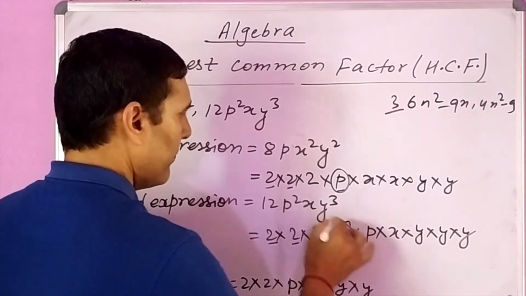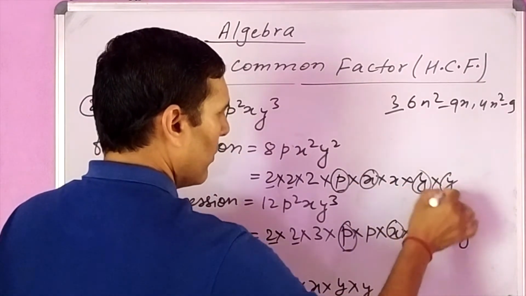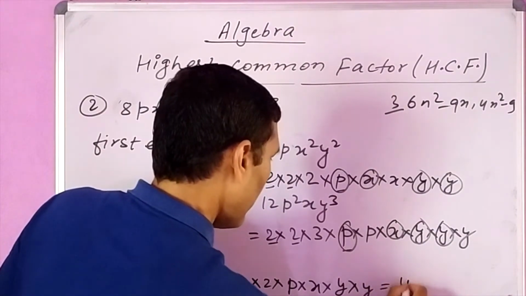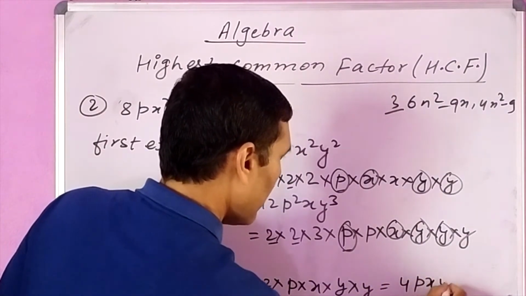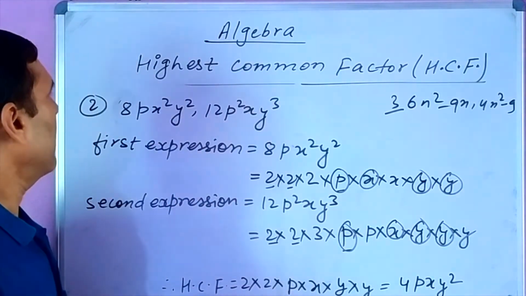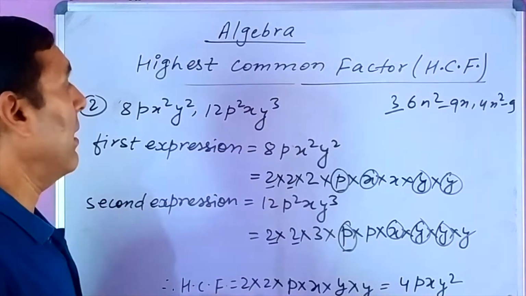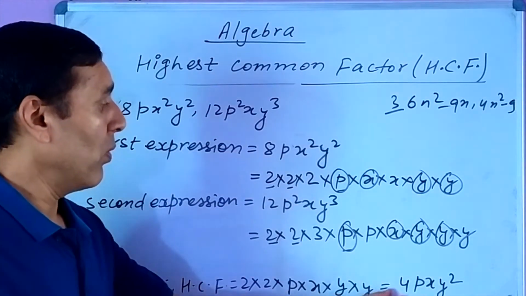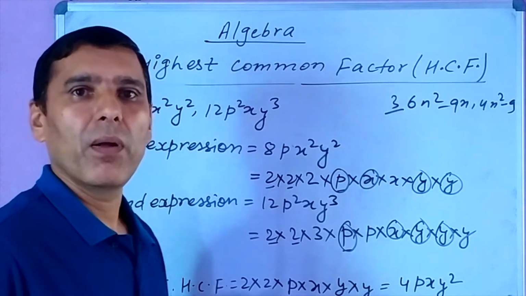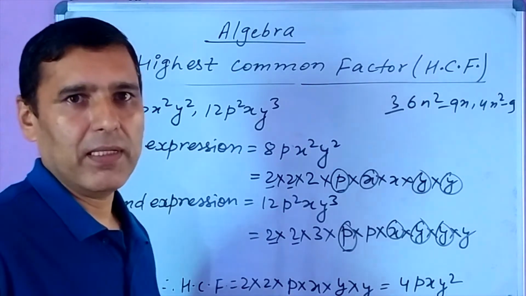1 p, 1 x, and 2 y. So in this way it is 4 p x y square. So the HCF of these two expressions, 8 p x square y square and 12 p square x y cube, is 4 p x y square. This is the greatest factor of these two expressions, which divides these expressions exactly.